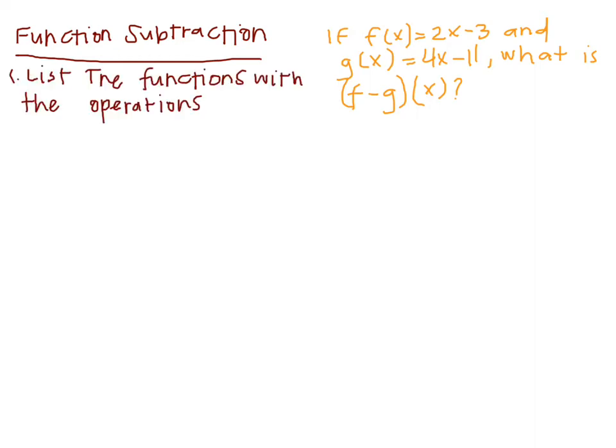We have the same first step that we had with addition. You need to list the functions with the operations. So since I'm doing f minus g, I'm going to start by listing function f. If you look up above, you'll see that f of x equals 2x minus 3.